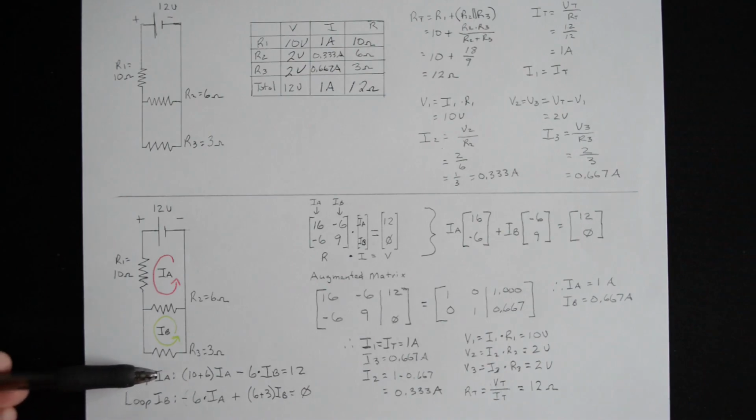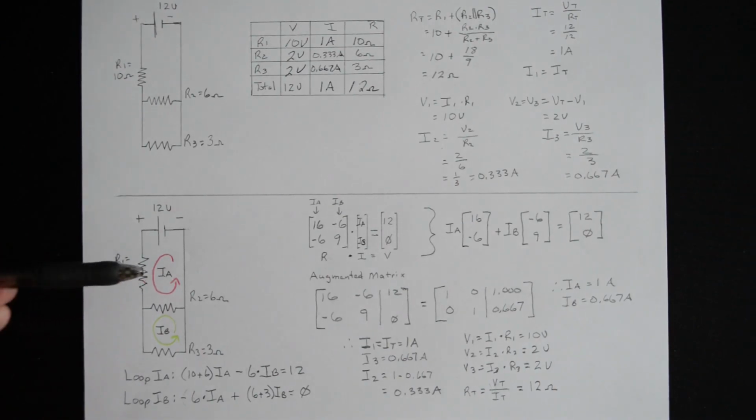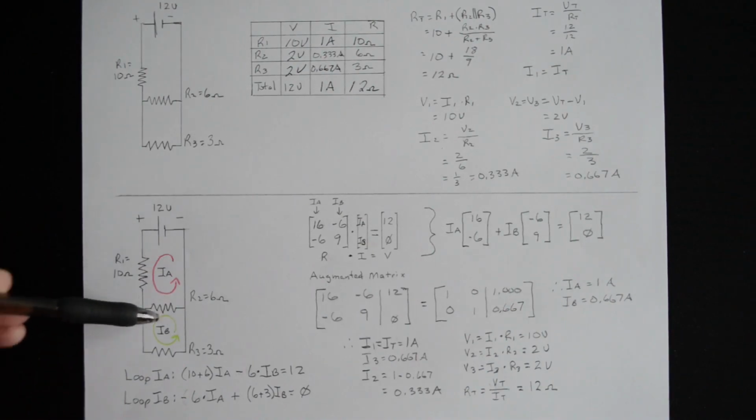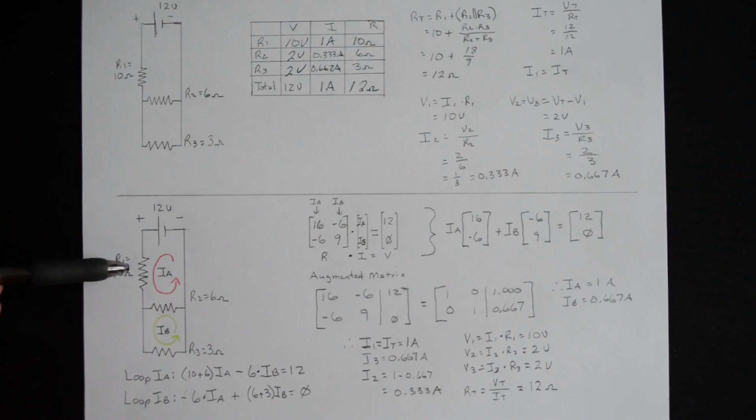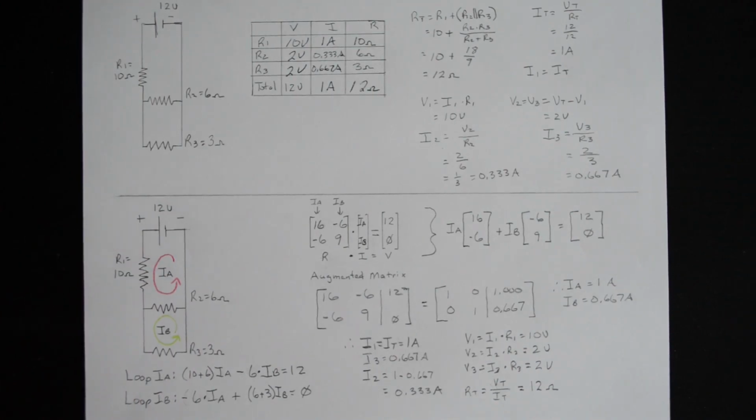So loop IA. Here's what you want to do now. You have the resistance, which is known, and a current, which we're calling IA. So you know if you do IA times R1, you're going to have the voltage across here. And each of these loops is going to relate to R times I equals voltage. You know that's Ohm's law.